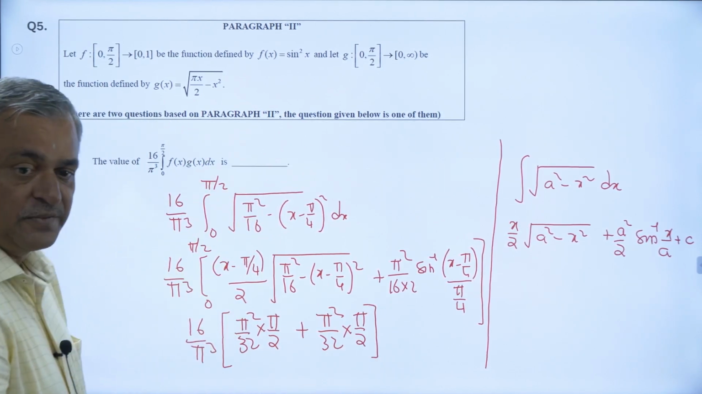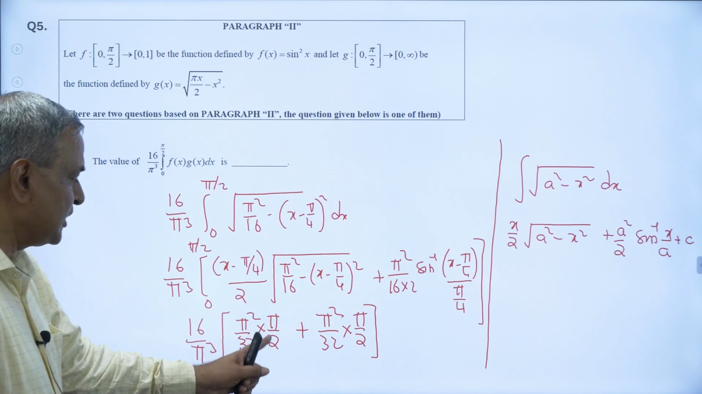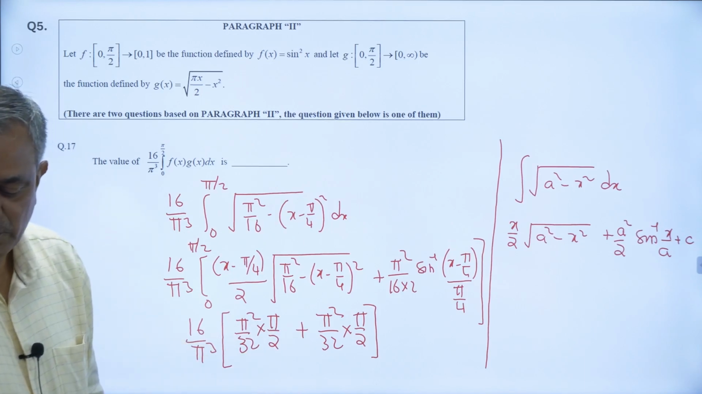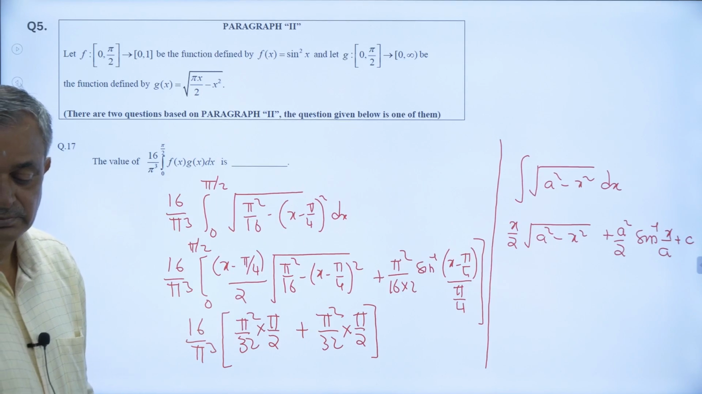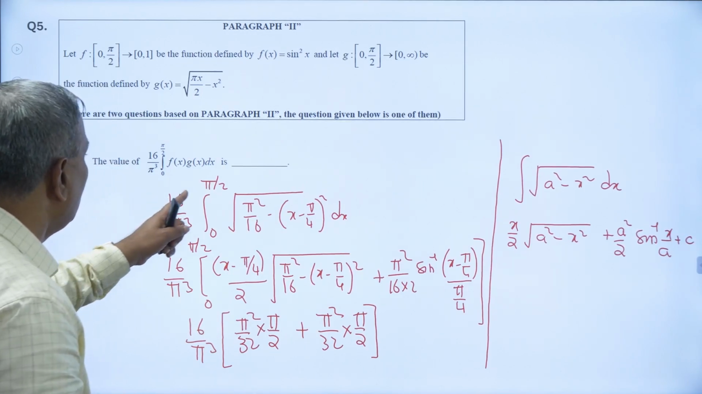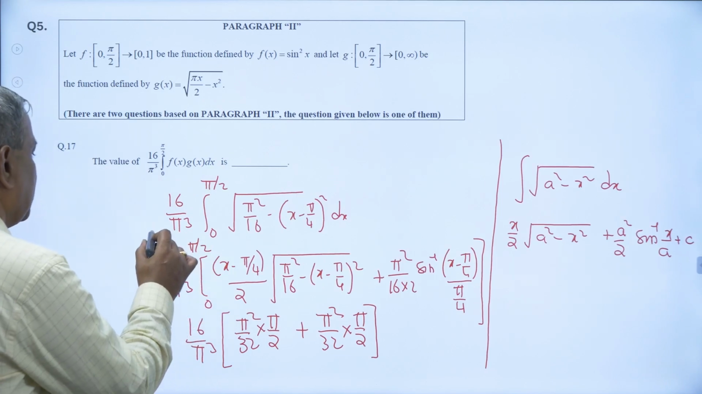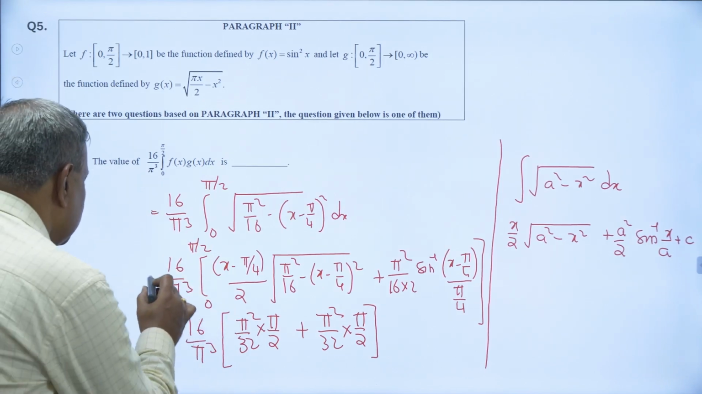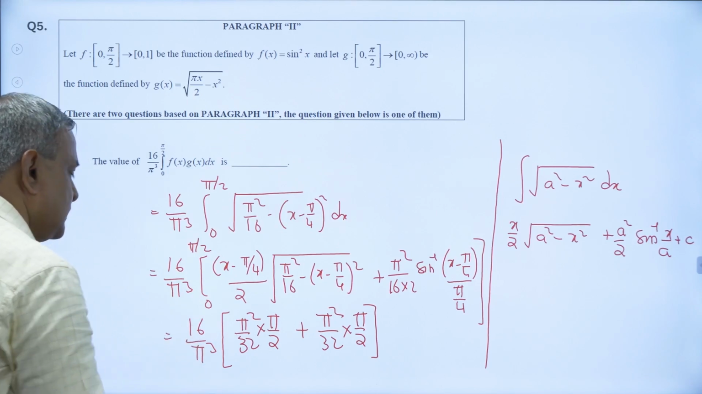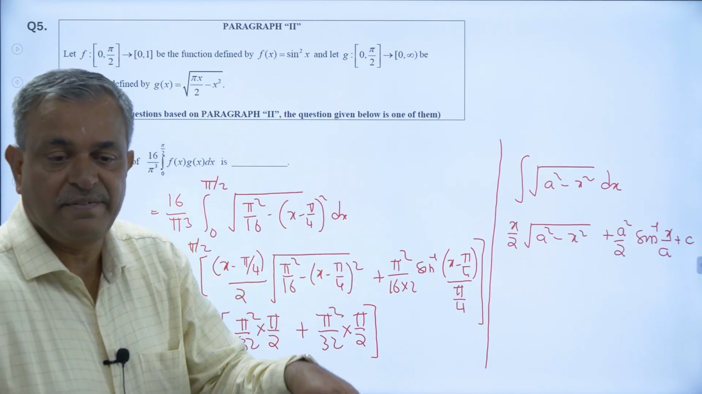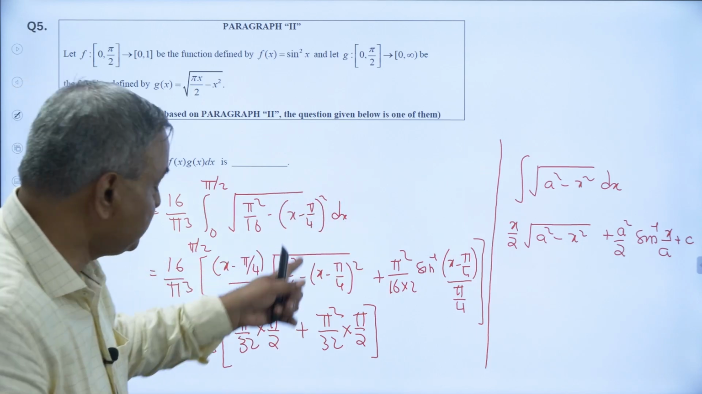Clear? So what are we getting from this? Pi square by 32 and pi by 4 will give you pi square by 32. Now, while calculating it, what is this value? The students make a mistake here only. This was 16 by pi cube. When we have calculated, we added it to I1, I2. That is the general mistake we make.